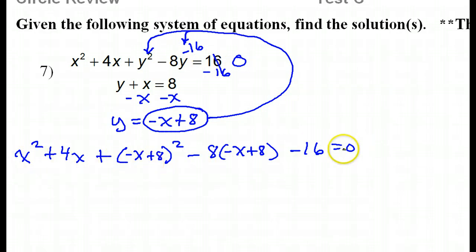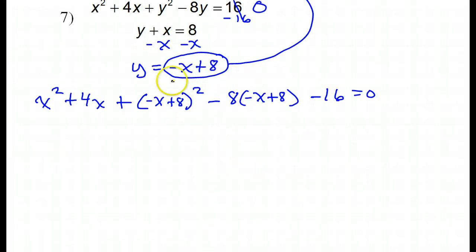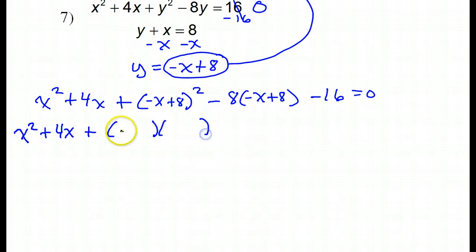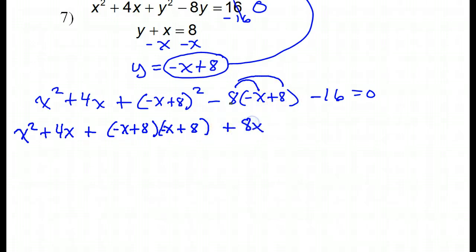So notice I have only x's. So I should be able to solve this for x. So let's see what happens. So I'm going to have x squared plus 4x plus, all right, this part has to be written twice, negative x plus 8 two times. I'm going to go ahead and do this distributive property. Please understand I am distributing a negative 8. A common mistake would be to just multiply everything by 8 and leave this a positive 64. That's wrong. So I'm going to have plus 8x minus 64. Alert! That's a common mistake. The negative goes with the 8. And then I have minus 16 equals 0.